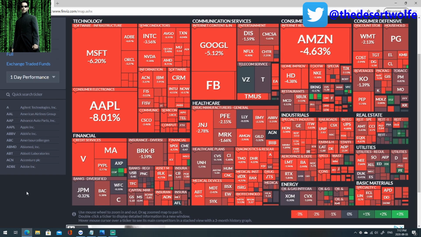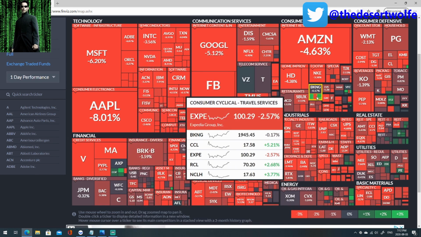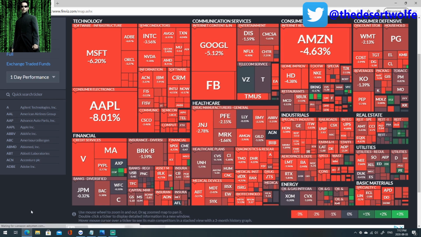Let's head over to the maps. All of the household names were red. I mean, we can see a little bit of green scattered throughout, but Microsoft, Apple, Intel, Nvidia, Google, Facebook, Disney, Netflix, Amazon, Home Depot, Walmart, Costco, Coca Cola, Tesla, they were all in the red.